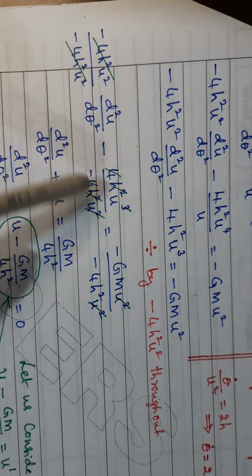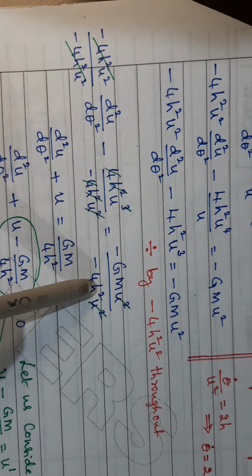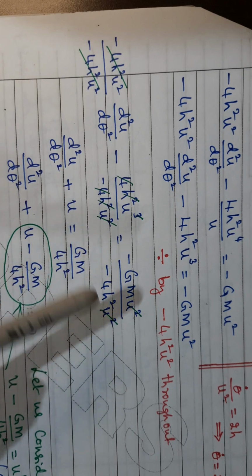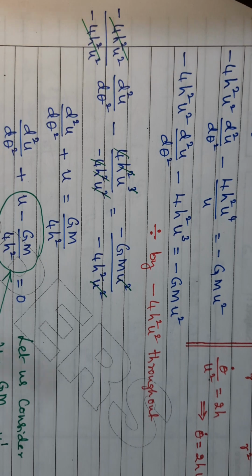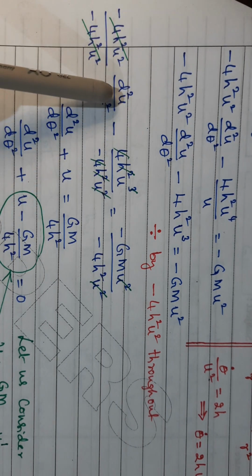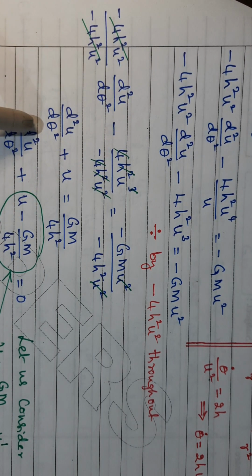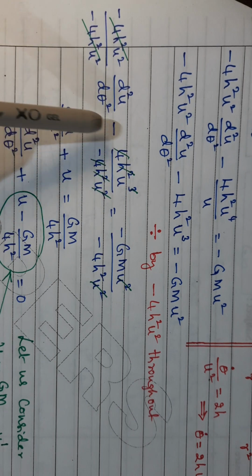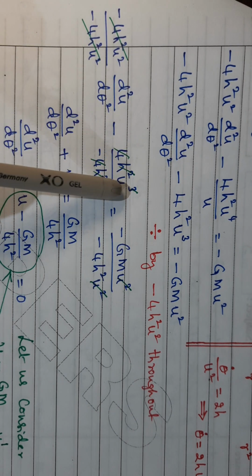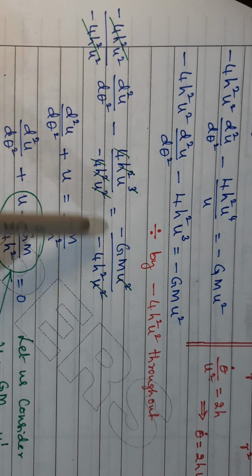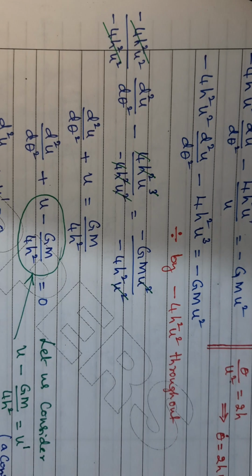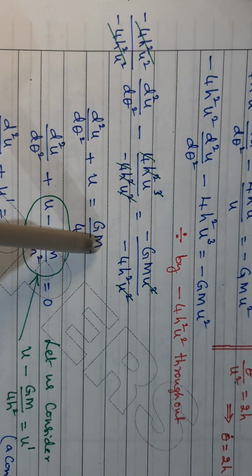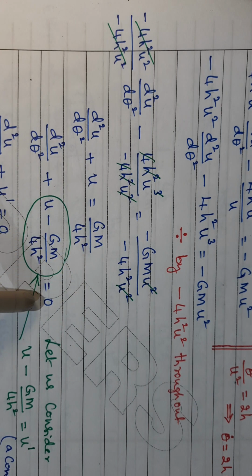See that? Simplification is to be done. Whichever terms cancel, you cancel them. So the negative sign also gets cancelled. Here you are going to get d square u divided by d theta square plus u, and again the negative sign gets cancelled, is equal to GM divided by 4h square. Take this term to the other side of the equation, and it is equal to 0.